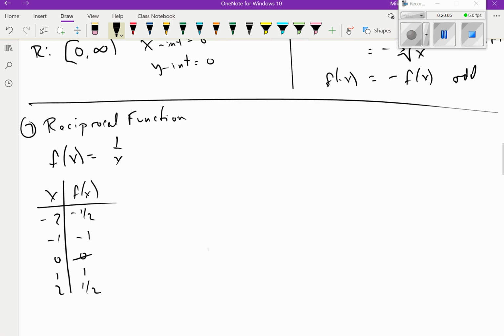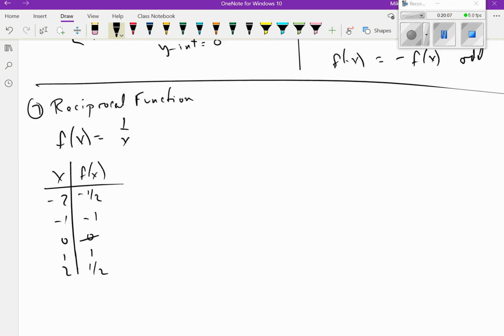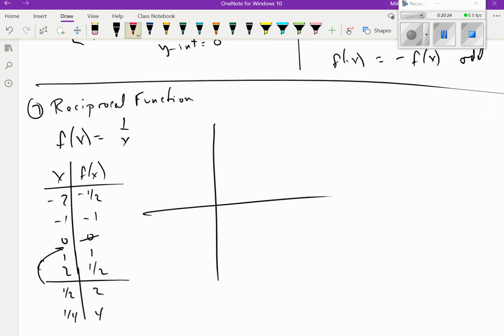Interesting on this one, we end up with a bunch of fractions here. What if we add some other values? What if I get close to 1? So if I input some values here, what if my x is 1/2? The reciprocal of 1/2 is 2. If I get a little closer and say 1/4, then my reciprocal is 4. I wanted to do that so we could see what's taking place here.